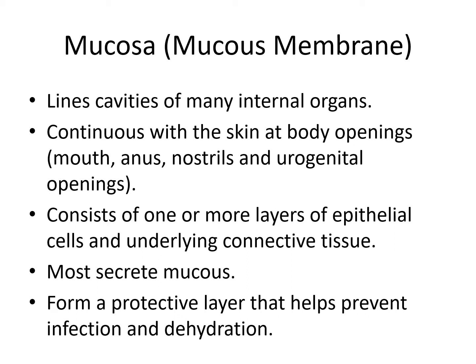Most mucosa layers are going to produce mucus. That's kind of where they get their name from. And mucus is going to form a protective layer that is going to help prevent infection. Bacteria have to burrow through this layer of mucus, which gives them some problems. It's also going to prevent dehydration, and in some cases it might protect the underlying cells from extremely acidic conditions in the stomach, for instance.